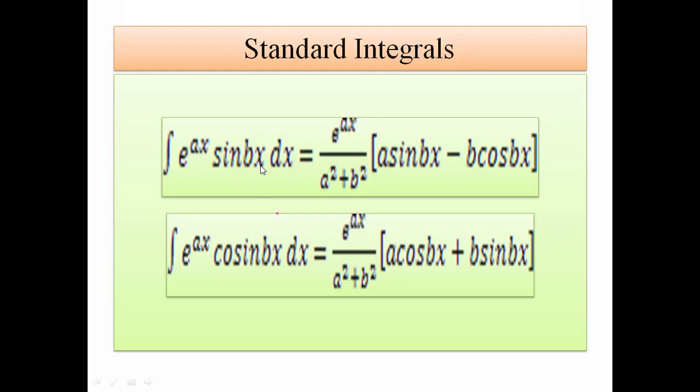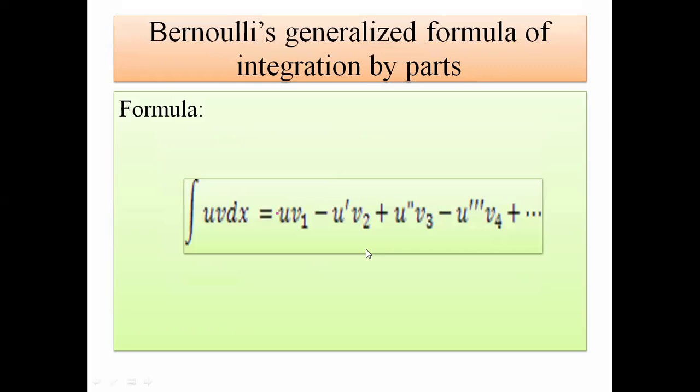Integral e power ax sin bx dx is equal to e power ax by a square plus b square times (a sin bx minus b cos bx), and integral e power ax cos bx dx is equal to e power ax by a square plus b square times (a cos bx plus b sin bx). For integral e power ax cos bx dx, you can directly apply this value.